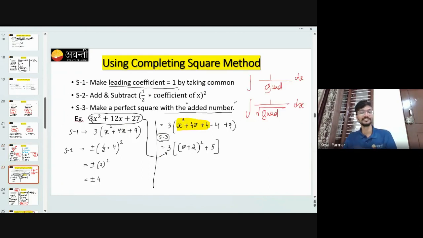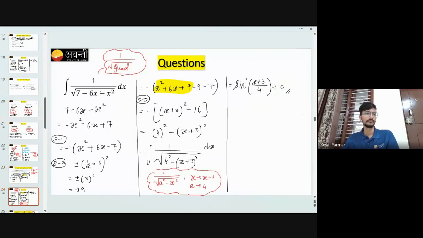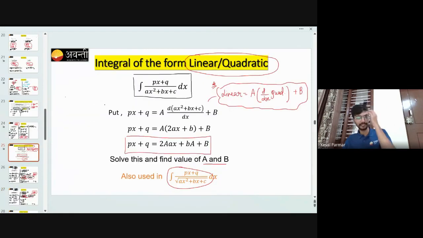After this, we used this very important method, which is completing the square. Completing the square is a very good method. You must have done it in the quadratic equations chapter. After this, we did some questions on how to use completing the square here. After this, we saw integrals of this form, linear upon quadratic. What was our mantra? Linear equals a into derivative of quadratic plus b. Got it?